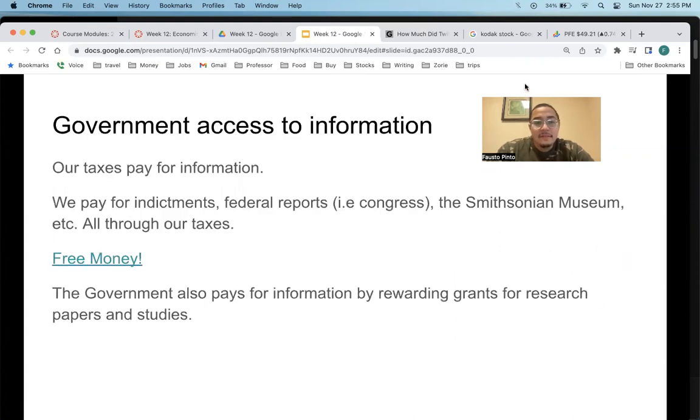So, government access to information. Our taxes, like I mentioned before, pay for information. We pay for indictments. We pay for federal reports, congressional reports. We pay for the Smithsonian Museum, etc. We pay all through our taxes. The government also pays for information by awarding grants for research papers and studies. Let's say there's a study at Rutgers about a new computer chip or a new form of oxygen tank that can help us go to the moon. The government will provide a grant for that.